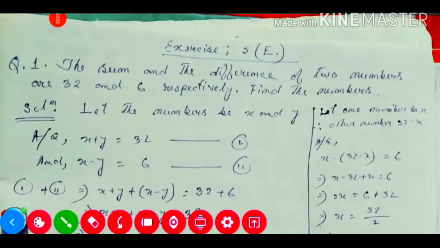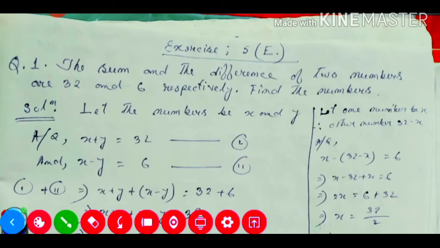Good morning, dear students. So today we will start our exercise 5e. This exercise is the last exercise in chapter 5, linear simultaneous equations. This chapter is based on word problems. Total 26 problems are there and all are word problems. So let's start question number 1.